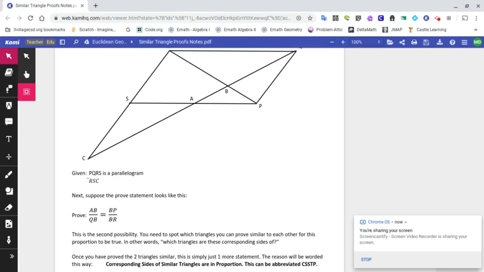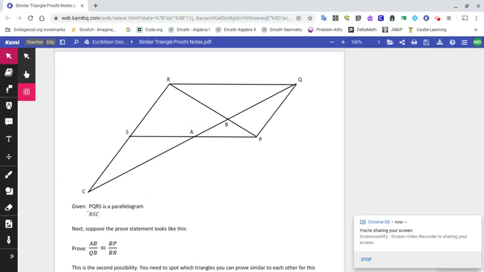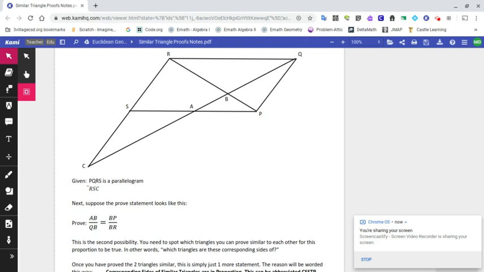Hello again. All right, so we're going to continue now with this second type of proof statement for similar triangles. We're asked to prove the statement that looks like this: the proportion AB over QB equals BP over BR. Now we know that when we have similar triangles, the corresponding sides are in proportion.